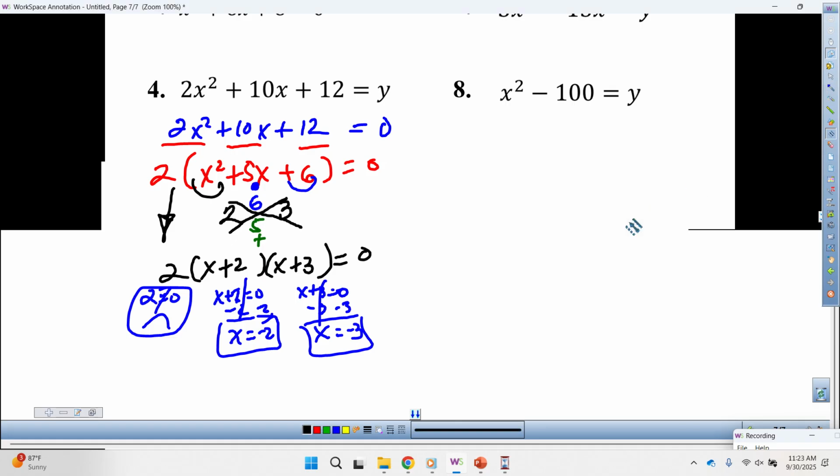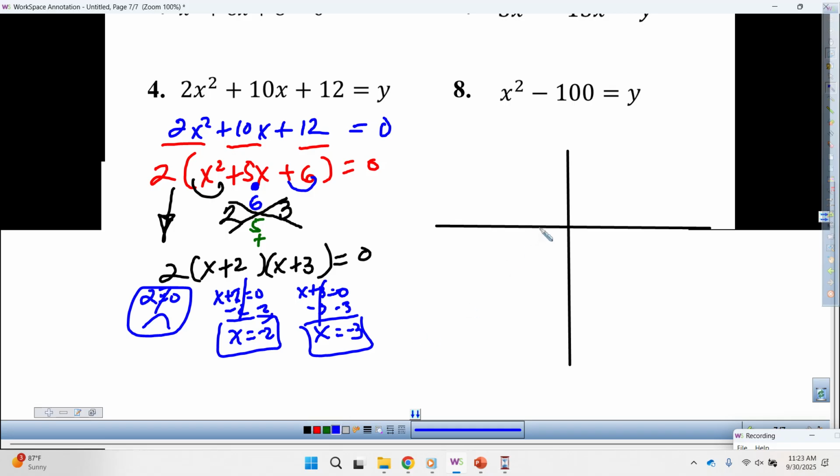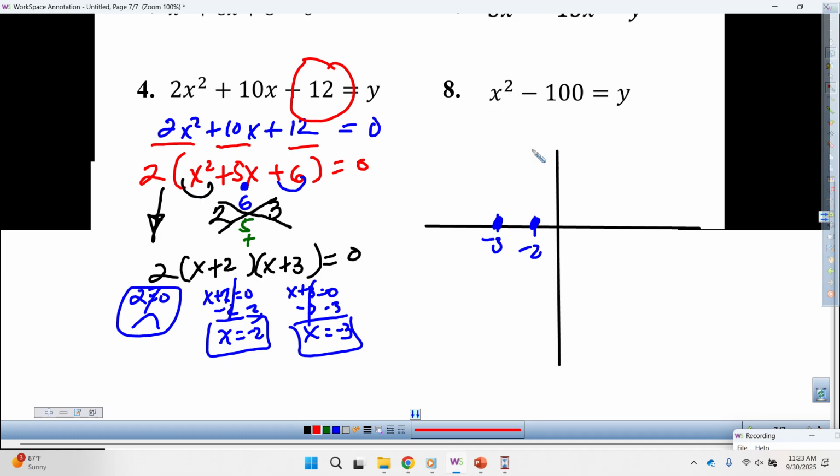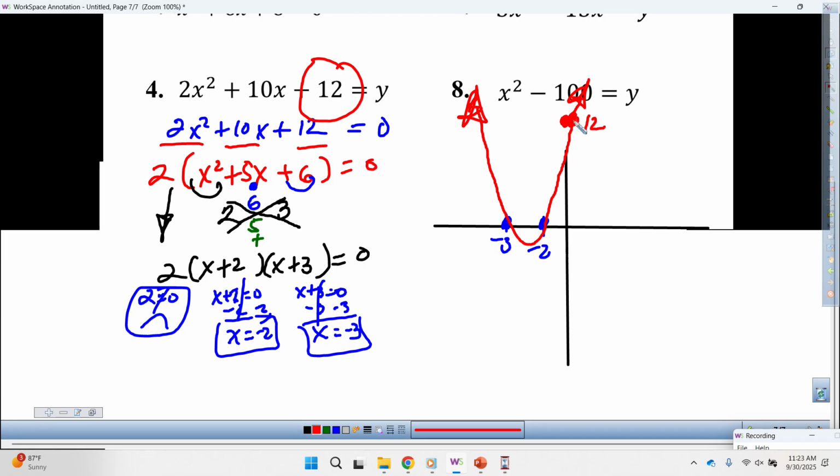And our graph, of course, I can do these in my sleep. We got negative 2, negative 3. What is my y-intercept, people? Positive 12, somewhere over here. And my graph? Something like that.